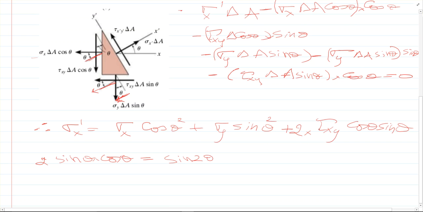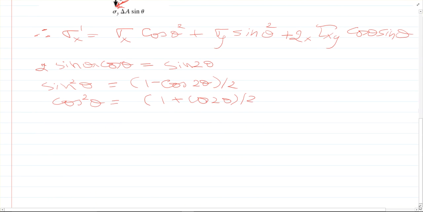We can substitute this into this term. And if you remember that sine squared theta is (1 minus cos 2 theta) on 2, and cos squared theta is (1 plus cos 2 theta) on 2. Now if you use these trig functions, we can transform this equation into this.